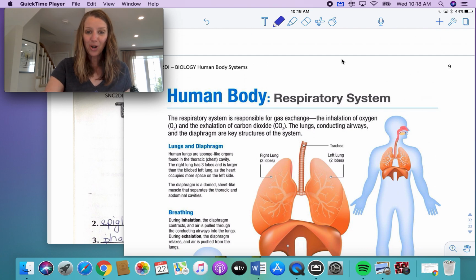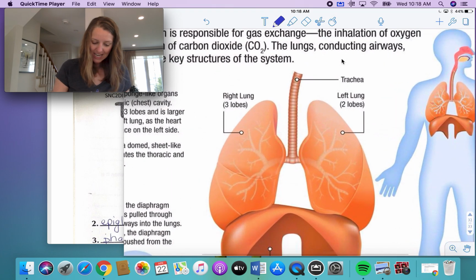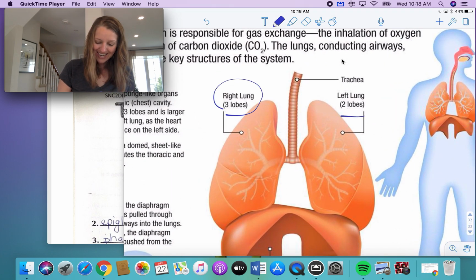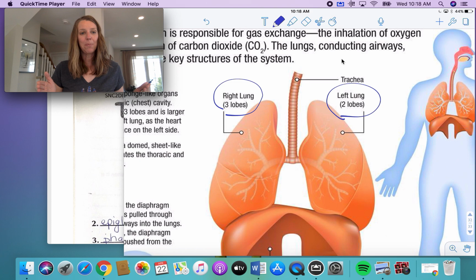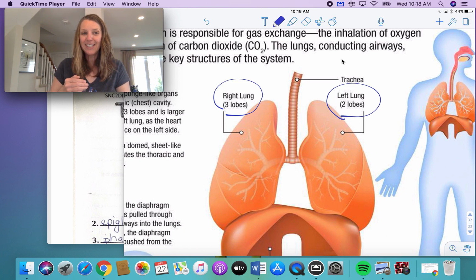Okay, so our respiratory system, you can see here again we need to talk about the fact that you have your right lung and your left lung, because we're taking it from the perspective of the person that we're looking at, right? So if you want to do surgery, you have to make sure, are you looking at the person's right side or is it your right side? Well, it always goes from the perspective of the person. Okay, your right lung has 3 lobes and your left lung has 2 lobes.